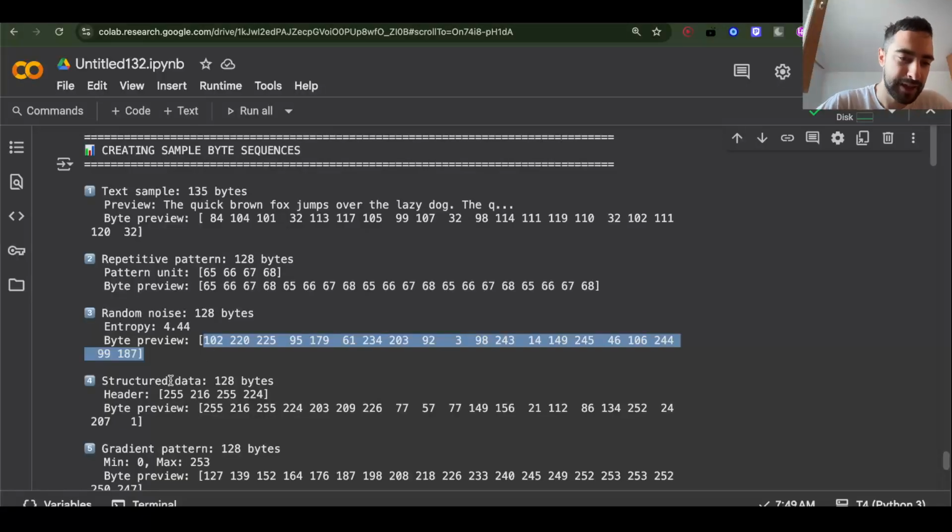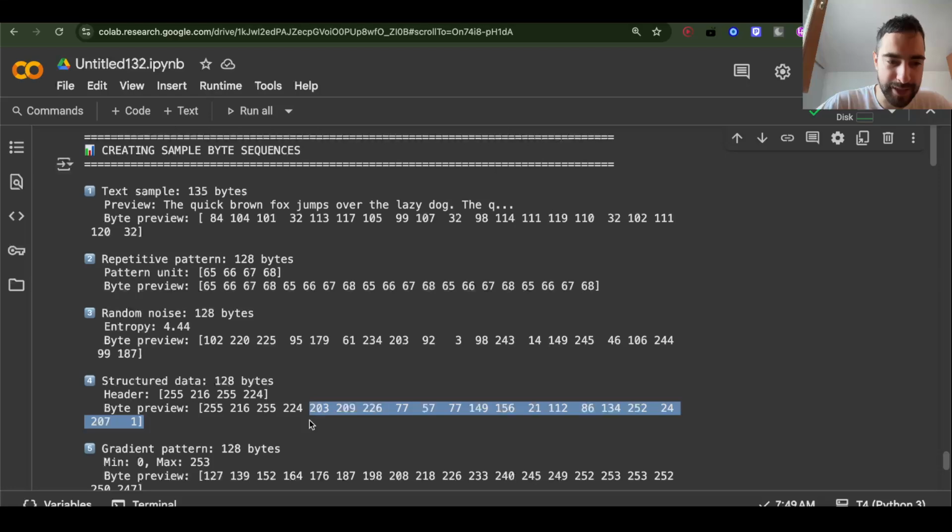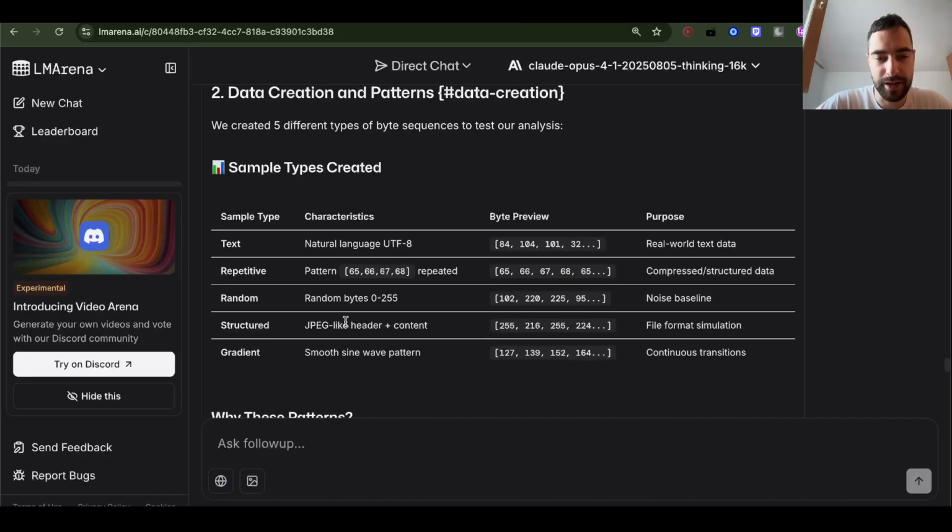Then we have data with a header. So it has a header and then it has some other data. This is like a JPEG header and content that we could process in our vision language model. And that's file format simulation data. I must say these LLMs are actually so helpful. Imagine I didn't have this, I wouldn't know any of this.